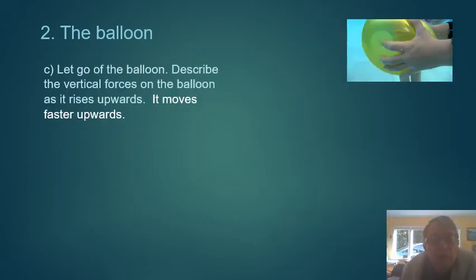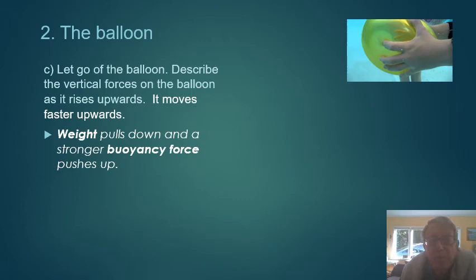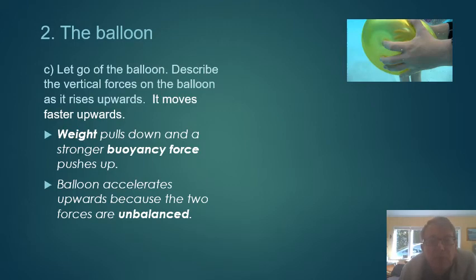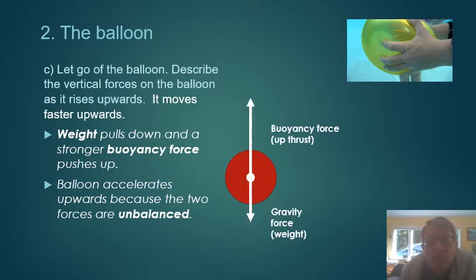What about if you let the balloon go? Well, as soon as you do that, it flings right up, shoots upwards. So that means the weight that's pulling it down must be smaller than the buoyancy that's pushing it up. So it accelerates upwards. It's an unbalanced force situation. So the net force would be an upwards force. That's why the acceleration is upwards.